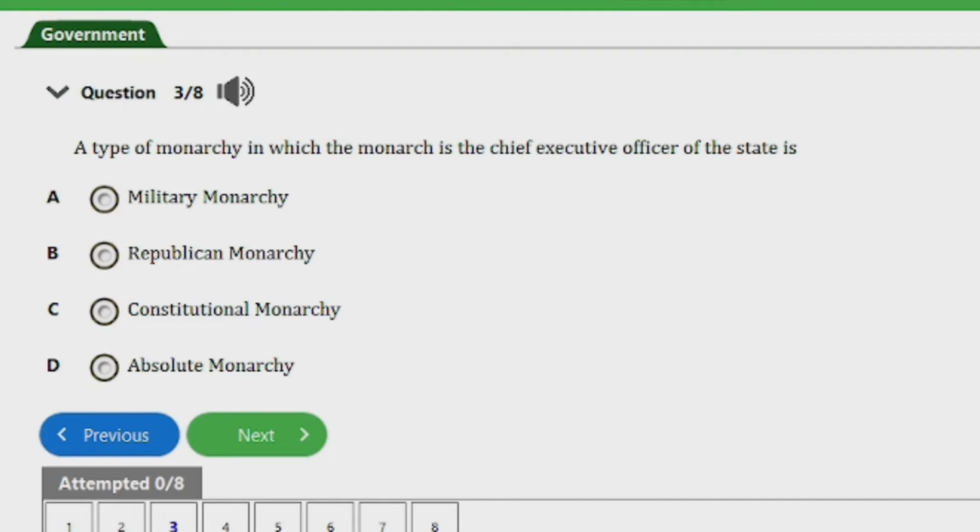So the next question we have here is question number 3. It says, a type of monarchy in which the monarch is the chief executive officer of the state is A. a military monarchy, B. a republican monarchy, C. constitutional monarchy, D. absolute monarchy. So guys, the answer to this question is option D here, that's absolute monarchy. And that's it for this question. So let's head on to the next question guys.